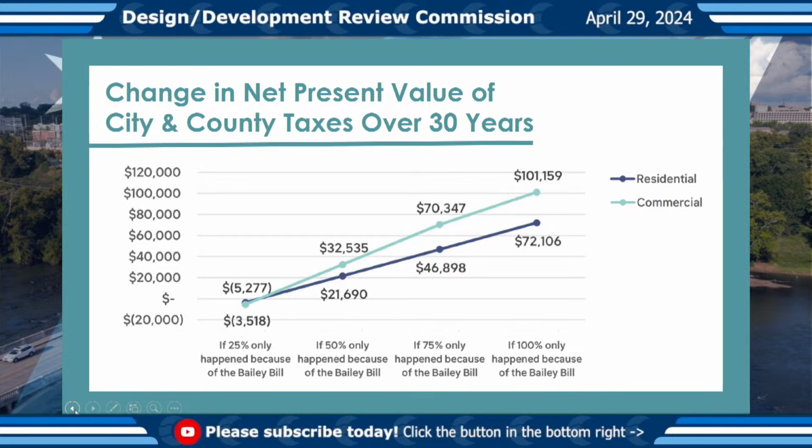How long, I should know this, when did the City of Columbia and Richland County pass their Bailey Bill ordinances? Right, the state legislature authorized the counties and the cities to do this, and then we did it at some point. Do you know when that was? I want to say it was 1992.